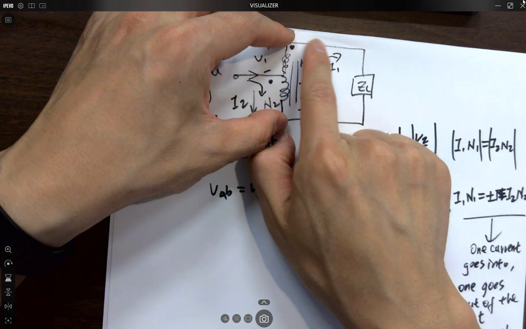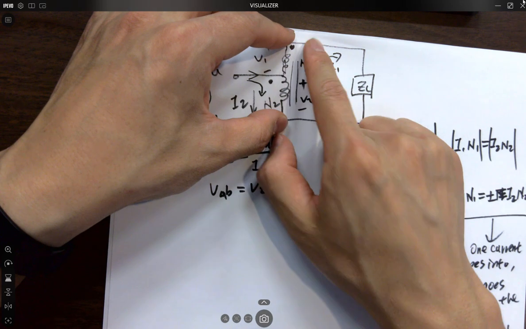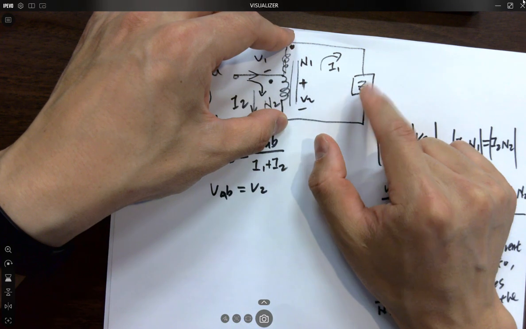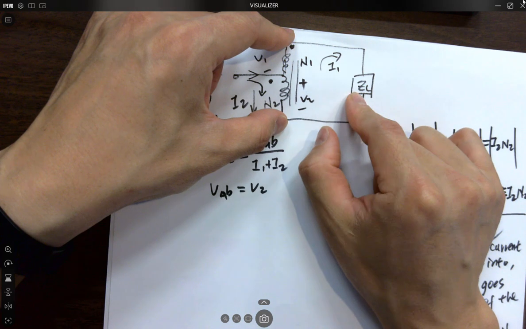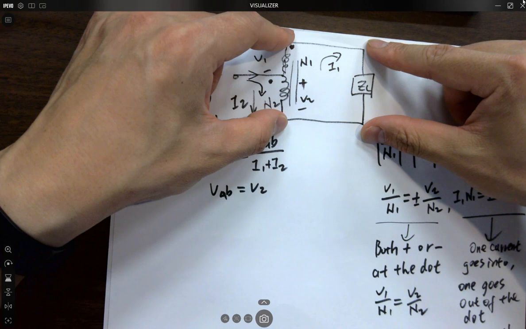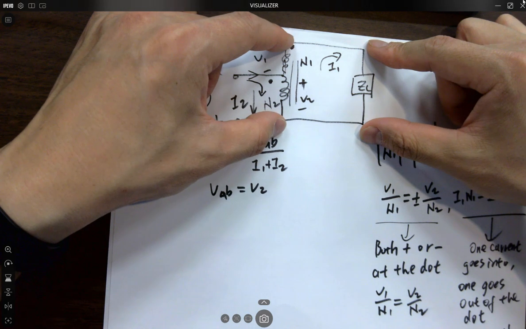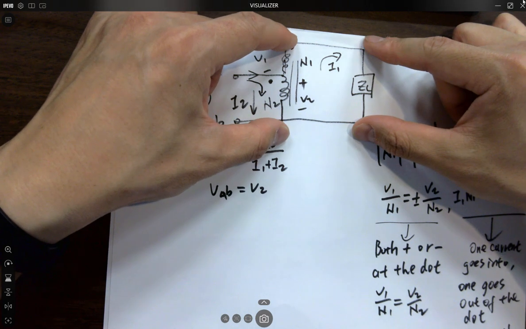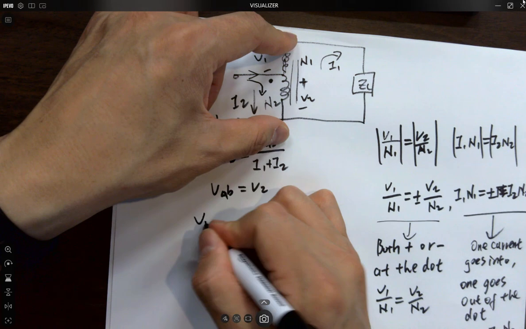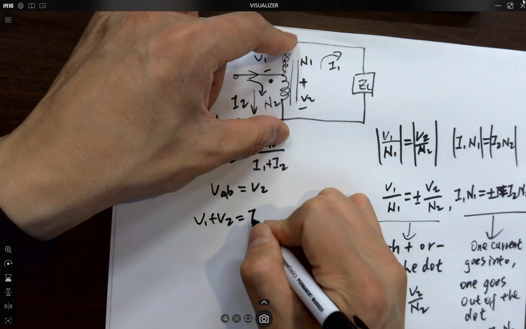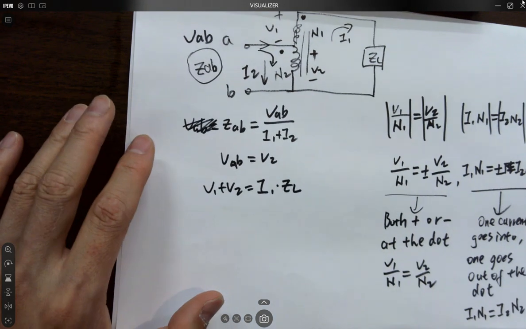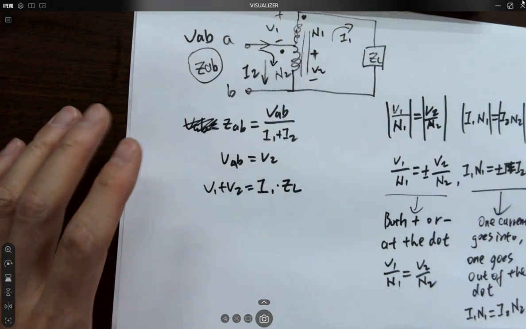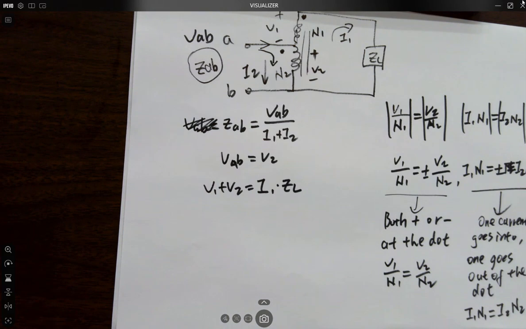And you can see there's only one current flowing out and eventually reaching ZL. So I1 times ZL will be the voltage across ZL, which is exactly V1 plus V2. So V1 plus V2 equals I1 times ZL, and ZL is given. You don't need to know its value, just that ZL is given, okay?